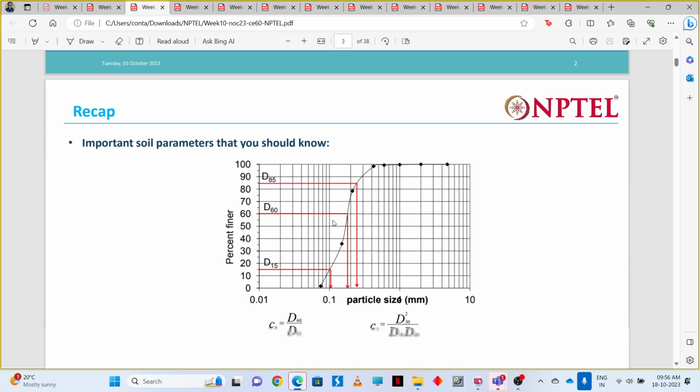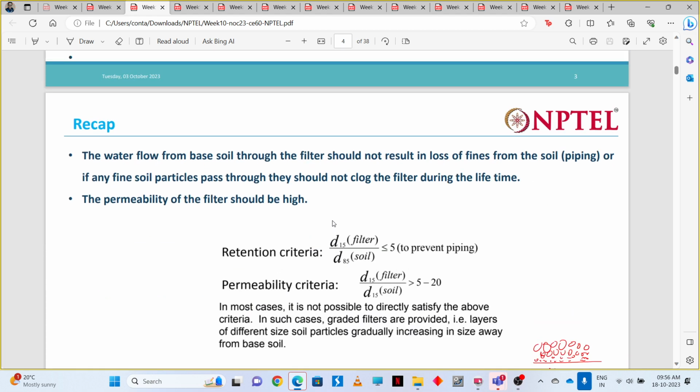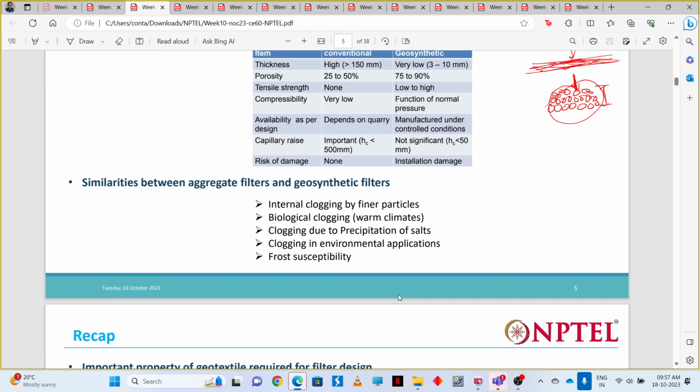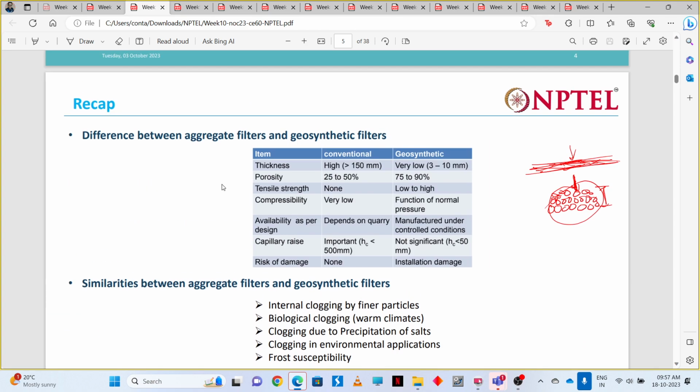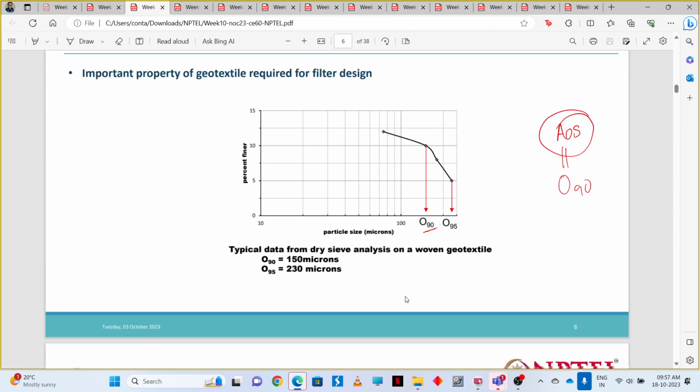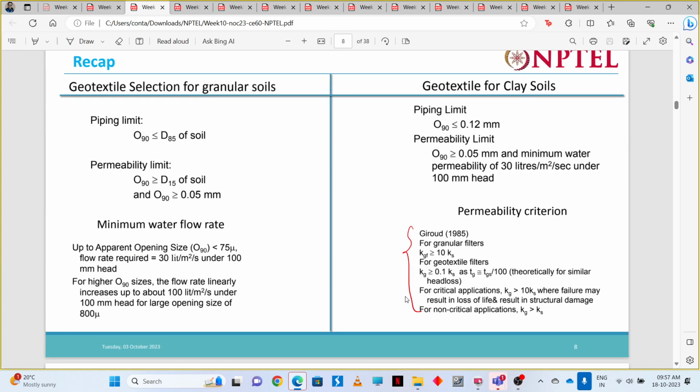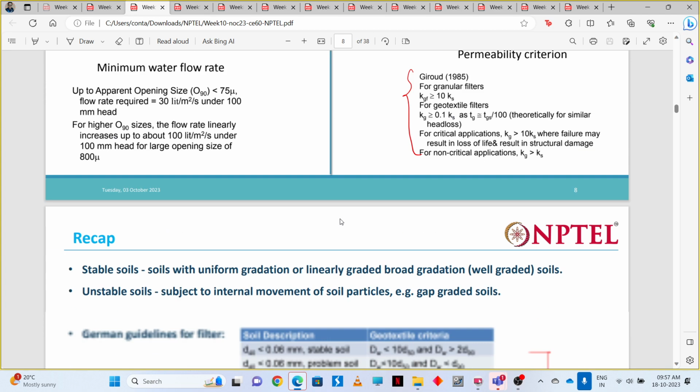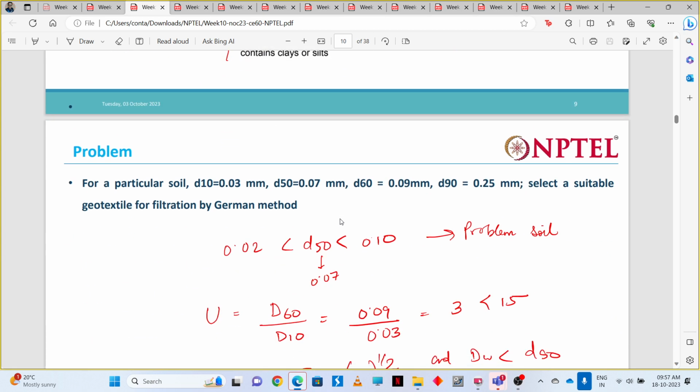So all this filtration we discussed. There are many criteria that we can follow to design filters. One is the retention criteria, the other is the permeability criteria. Many codes have given many criteria that we can follow, so it is up to the designer to choose. We discussed all these things in detail.